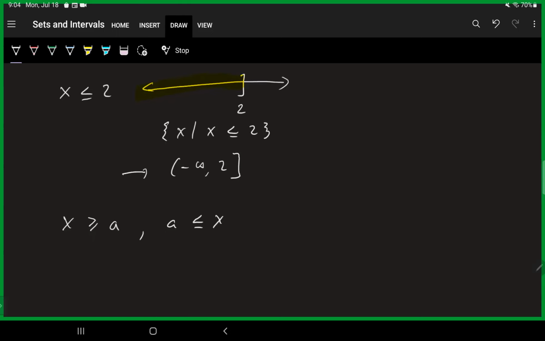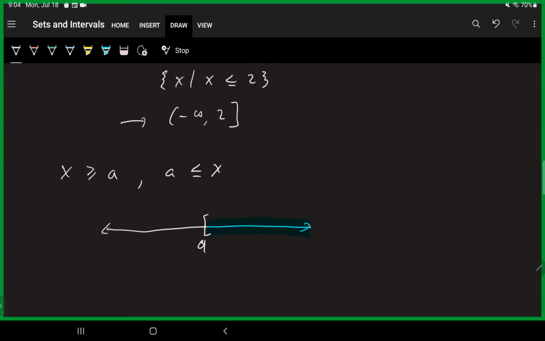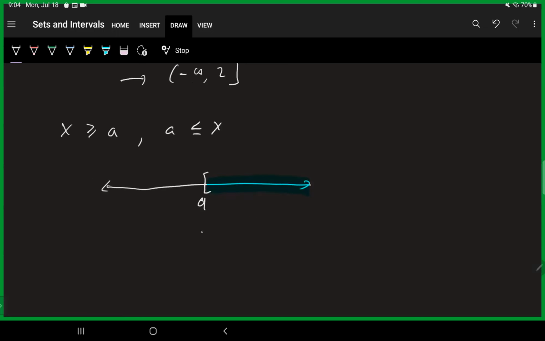So I don't know where a is on the number line, because I don't know what kind of number it is, but I'm just going to say, well, it's here. That's my number a. And since I want numbers that are bigger than a, I'm going to shade to the right of it. And since I have an inequality that is non-strict, that's inclusive, I'm going to use a square bracket. And that's how I'd graph that. So that would be a to infinity.